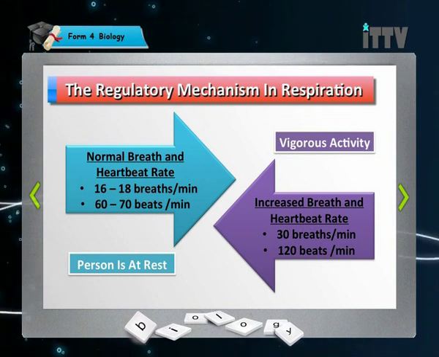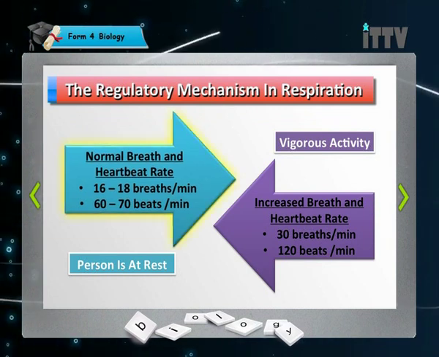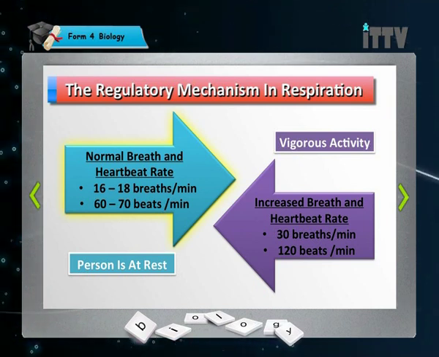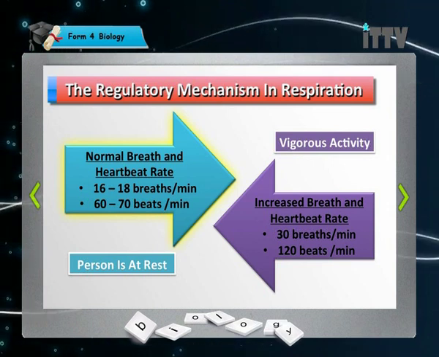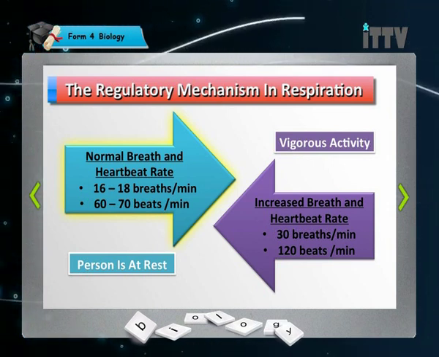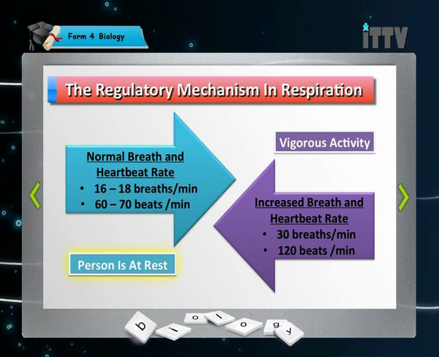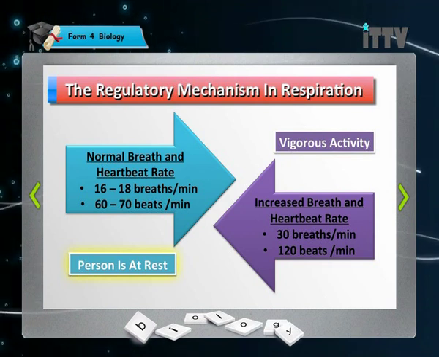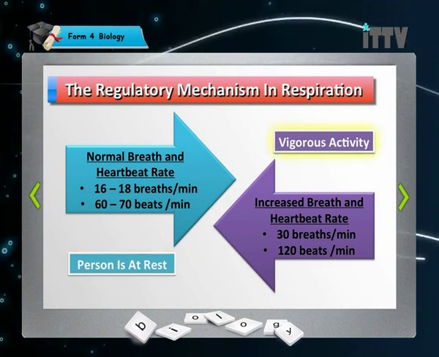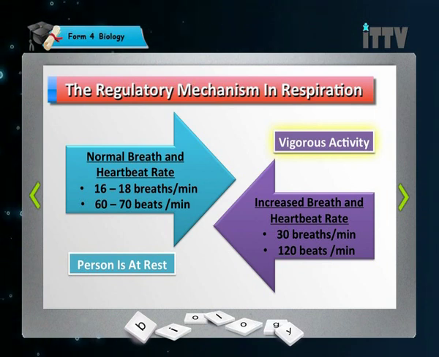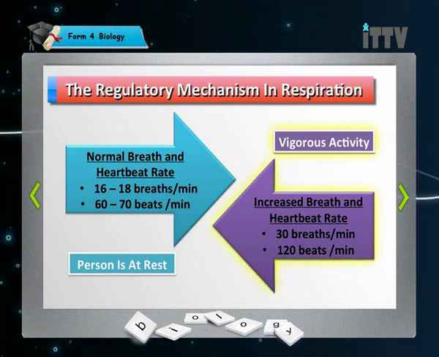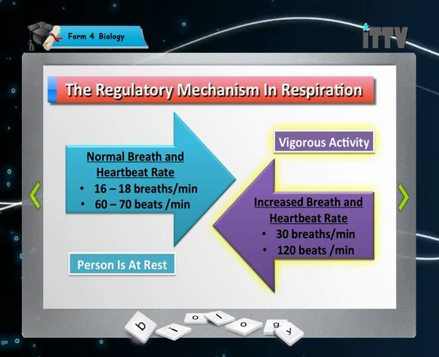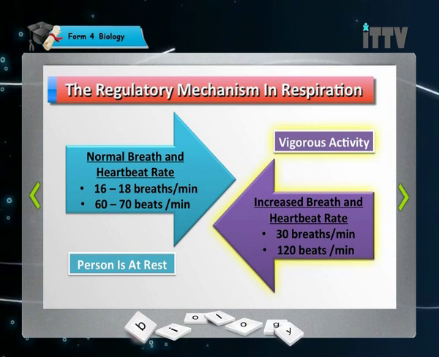There are a few facts written for you. A normal breathing rate and a normal heartbeat rate is 16 to 18 breaths per minute or 60 to 70 heartbeats per minute. This occurs only when a person is at rest or asleep. However, during vigorous activity, there is an increase in the breath and heartbeat rate. The breath rate will go up to approximately 30 breaths per minute. The heartbeat rate can easily reach 120 beats per minute.